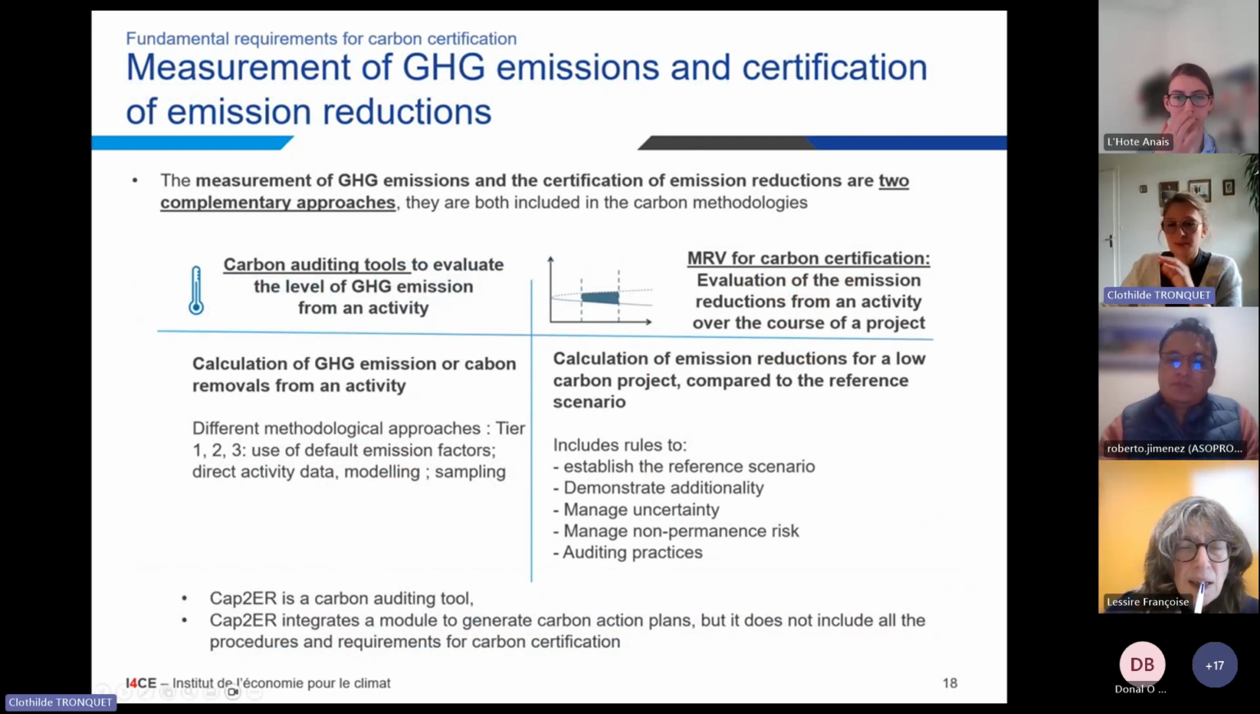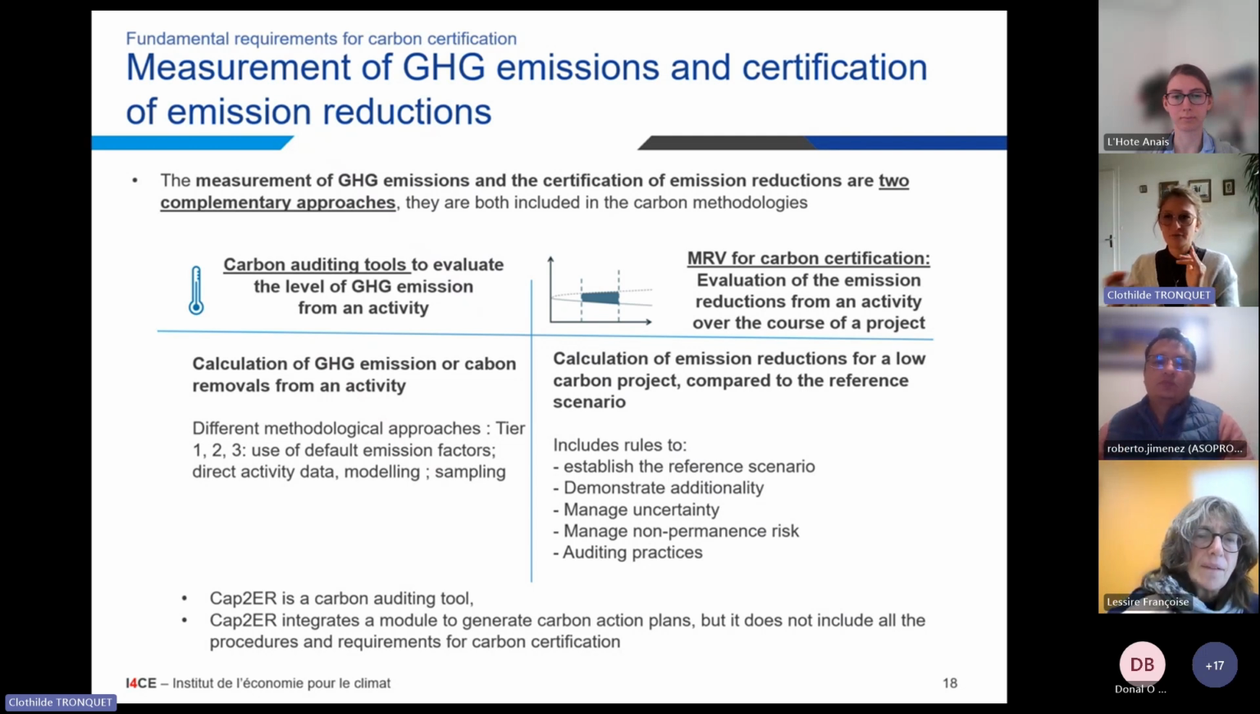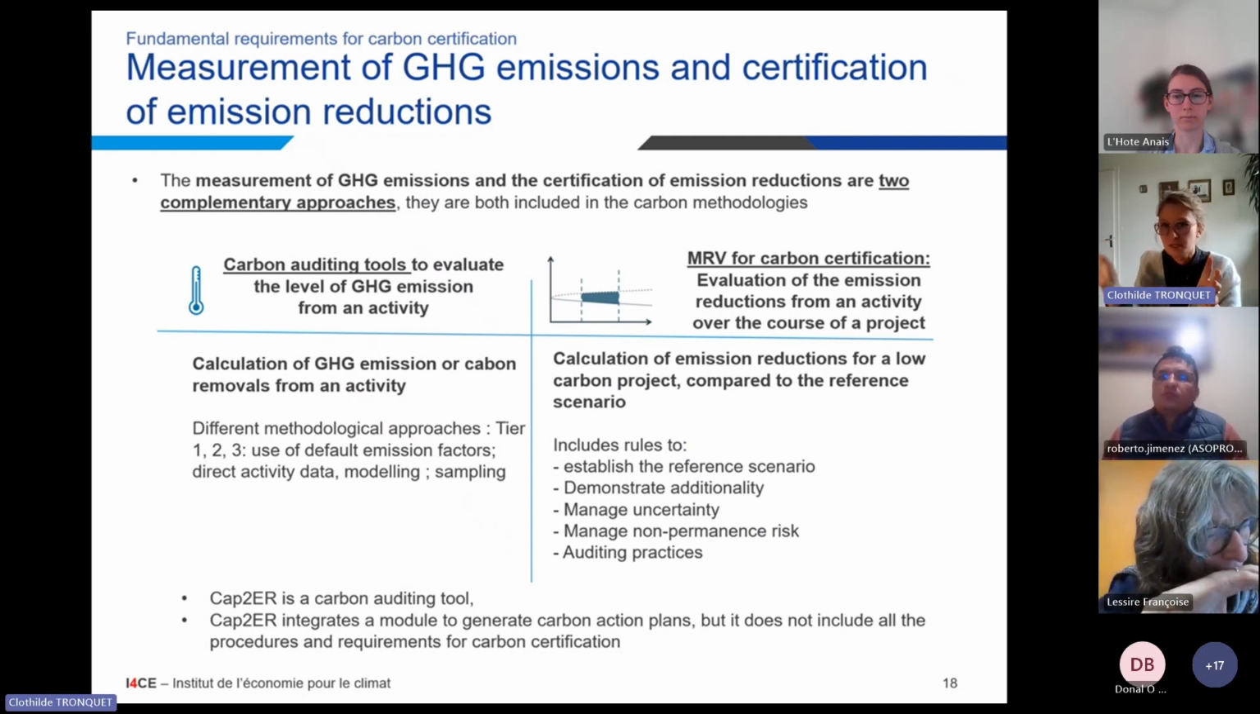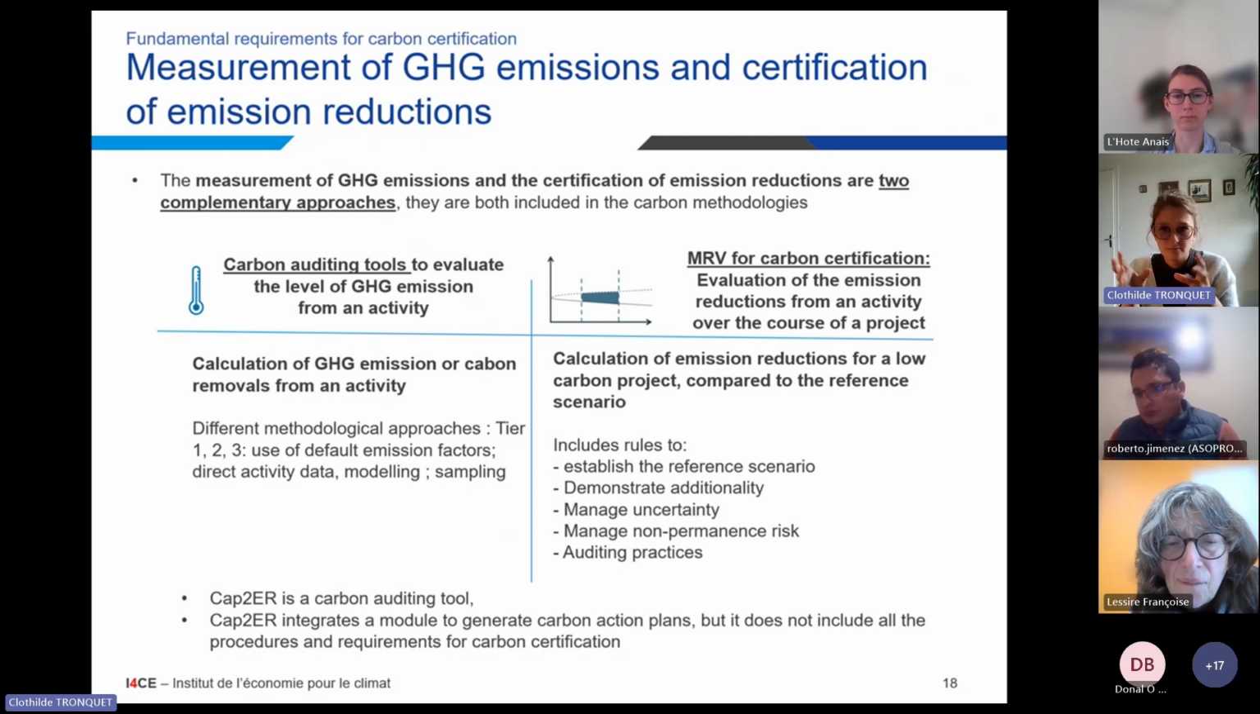Then, 2 different notions. You have 2 complementary approaches in the carbon methodologies. You will use some measurement of greenhouse gases, and then you have the whole project engineering about how you certify the emission reductions. The first part on the left is about how you calculate greenhouse gas emissions or removals from an activity at a given moment. What kind of equation are you going to use? How are you going to do the modeling of this performance? I'm calling it taking the temperature.